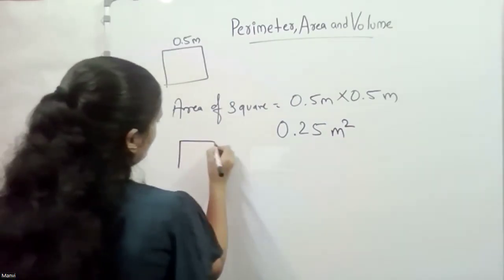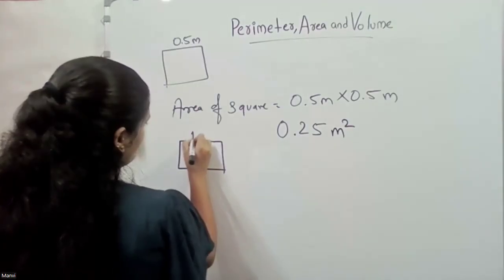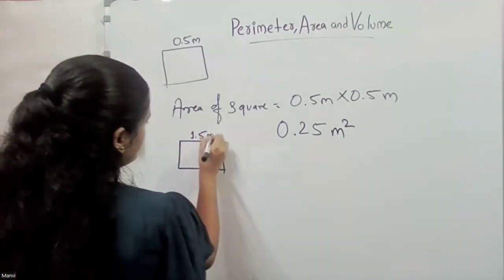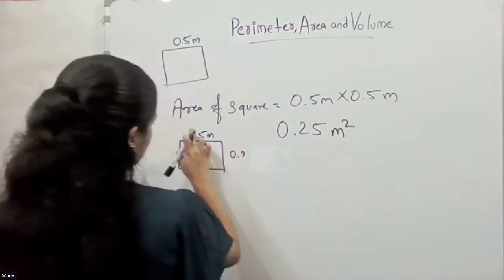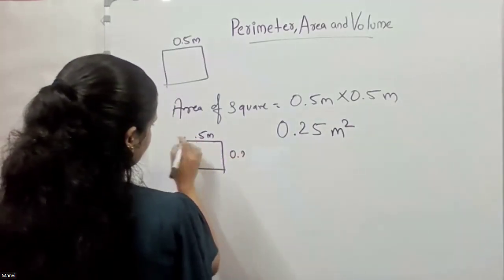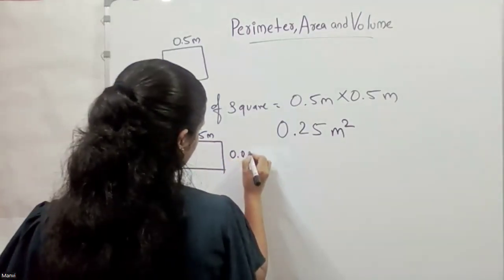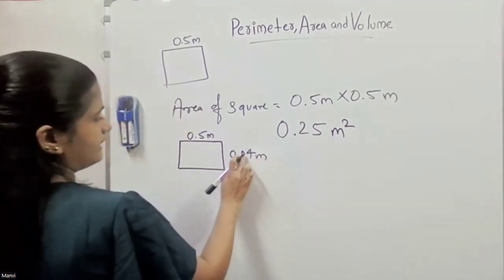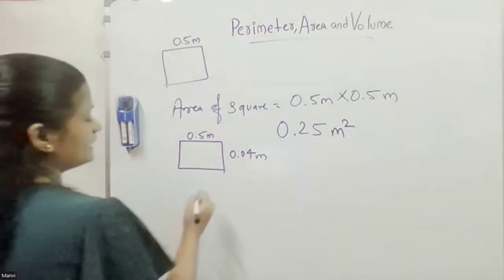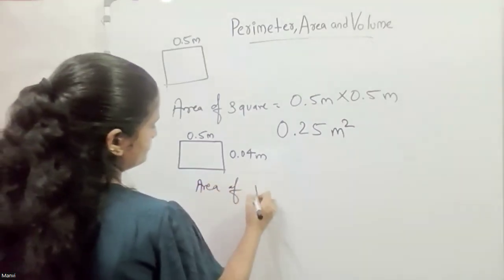Now you have one more rectangle. Side length is 1.5 meter. What will be the perimeter of this rectangle? Not perimeter, area. Area of this rectangle.